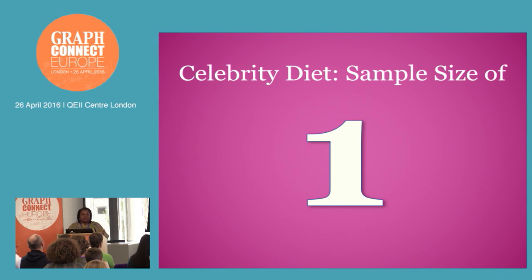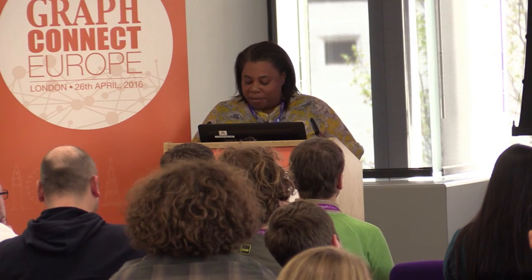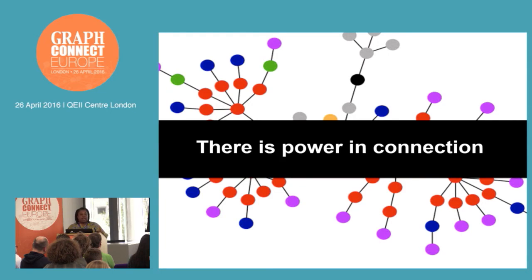A celebrity diet, sample size of 1. And I don't think people actually realize that they model their lives off of other people's smaller sample sizes. But there's power in connection, as you see with Neo4j, and really understanding the idea of bringing all these different parts of how people eat together. You're able to really understand the process and how people truly eat, and then make recommendations that are actually helpful.